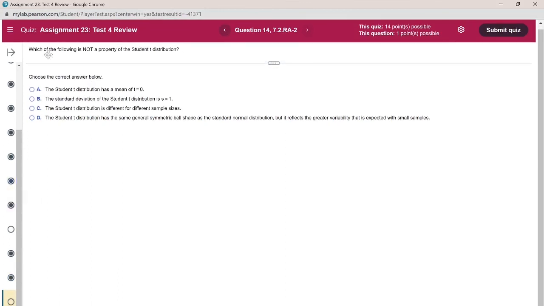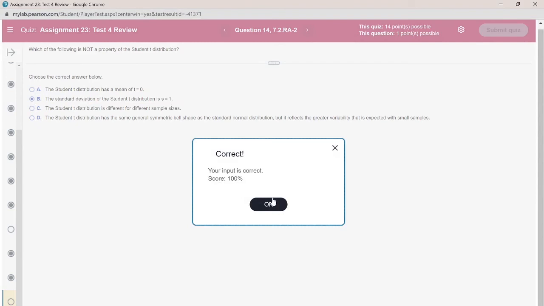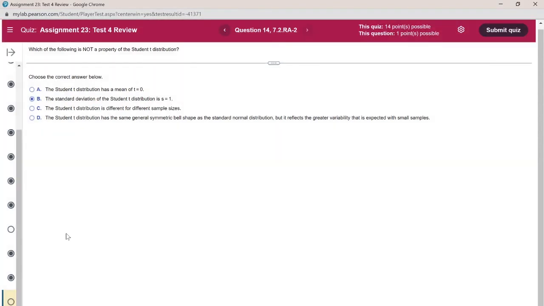Okay, let's find out which of the following is not a property of a student t distribution. A student t distribution has a mean t equals 0. That's right. The standard deviation of the student t distribution is 1. That's wrong. So this is not part of the standard t distribution. Okay, so we are done for this one.